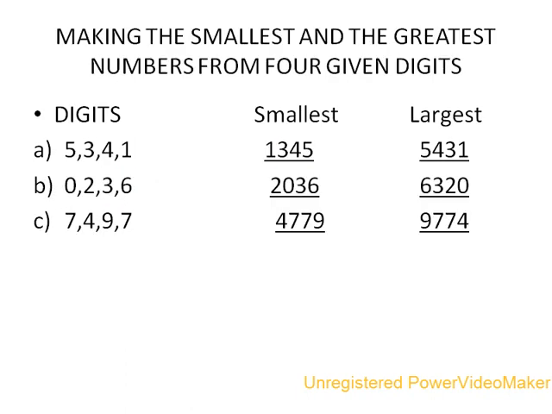Now we will make the smallest and the greatest numbers from 4 given digits. Children, whenever you make the smallest number, you will always follow ascending order. And whenever you make the largest 4-digit number, you will follow descending order. Because the smallest number will have the least thousands, hundreds and tens. In the same way, the largest number will have the most thousands, hundreds and tens.